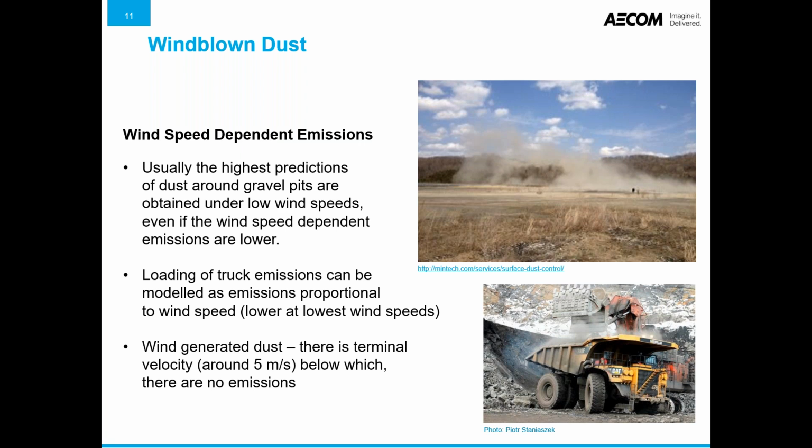Wind-generated dust, usually there is a terminal velocity around 5 meters per second on a 10 meter high tower measuring the wind. Below this velocity, we could assume that there is no emission.